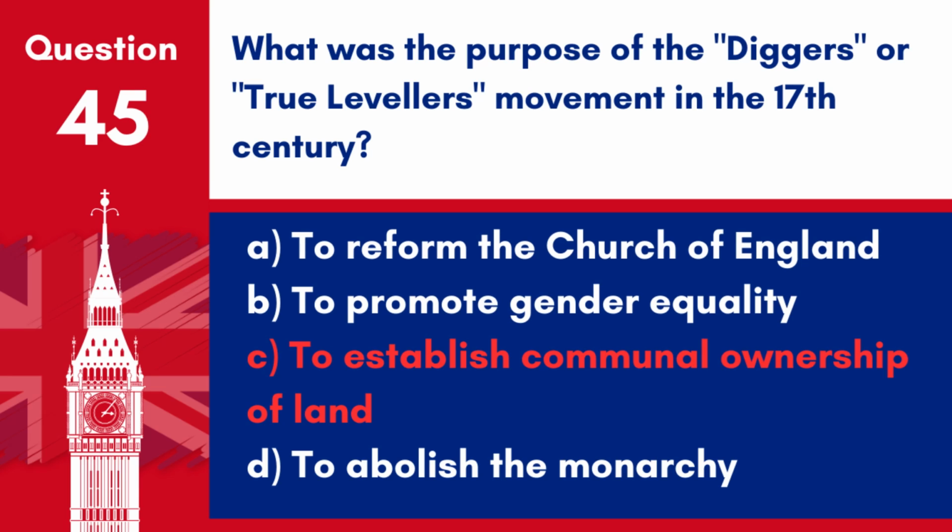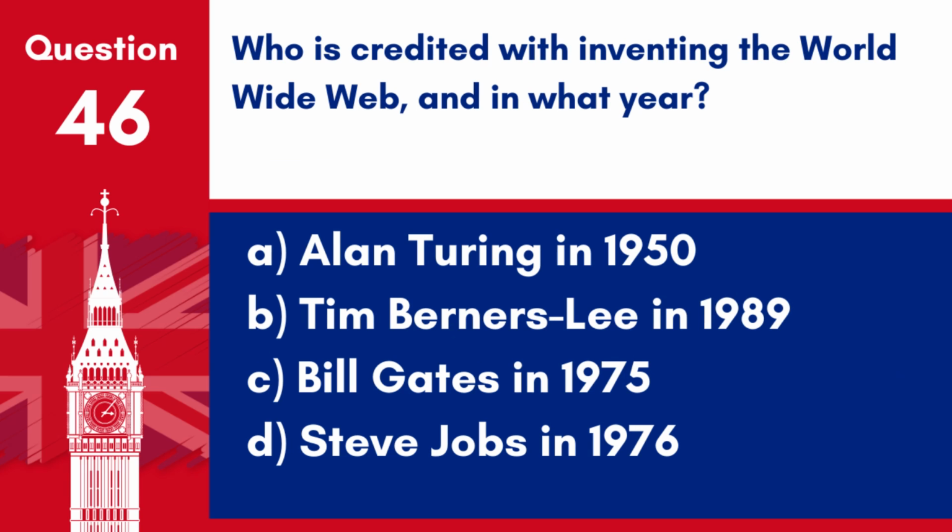Answer: C. To establish communal ownership of land. The Diggers, or True Levellers, aimed to reform the social order with a form of agrarian socialism that included communal ownership of land.